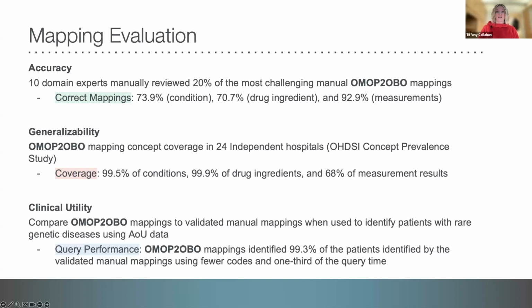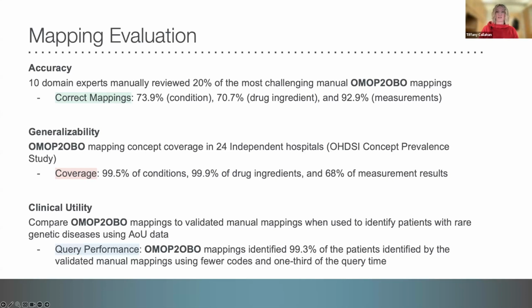Okay, so how do we know that our mappings are useful or good? Just to give you some confidence before we dive back into study 2, we evaluated them in 3 different ways. First, we looked at the accuracy of the mappings, where we consulted with 10 different domain experts and asked them to manually review 20% of the most challenging manual mappings.